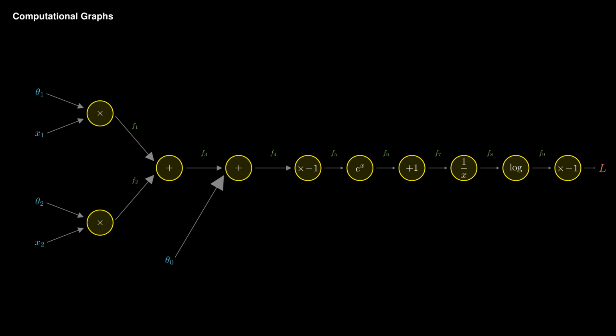Adding 1 gives f7. Taking the reciprocal, 1 over f7, gives f8. Taking the log gives f9. And finally, multiplying by negative 1 gives the loss L. 10 nodes, each doing one simple operation.